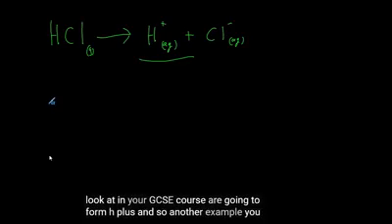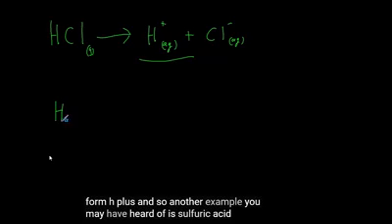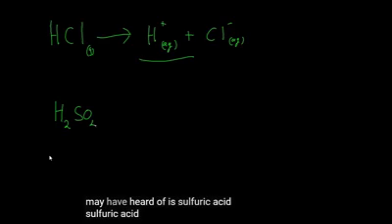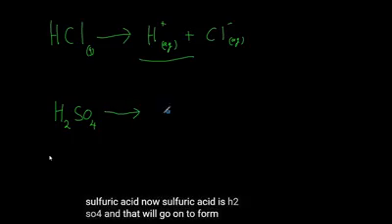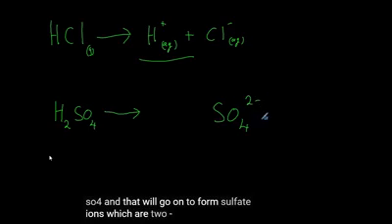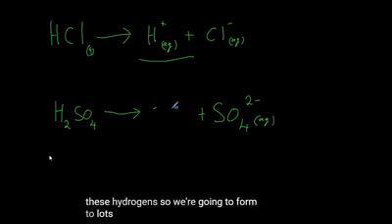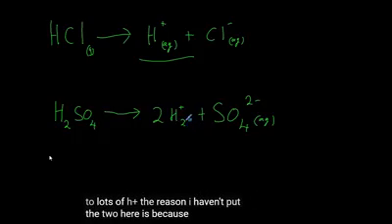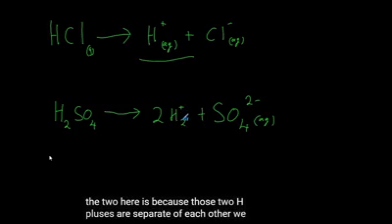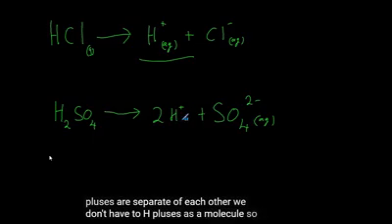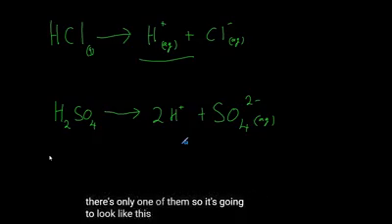And so another example you may have heard of is sulfuric acid. Sulfuric acid is H2SO4, and that will go on to form sulfate ions, which are 2-. This is in solution, remember. And also, well, we have 2 of these hydrogens, so we're going to form 2 lots of H+. The reason I haven't put the 2 here is because those 2 H+ are separate of each other. We don't have 2 H+ as a molecule, so there's only one of them. So it's going to look like this.